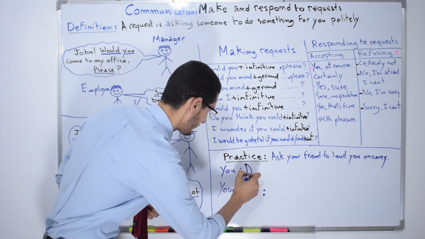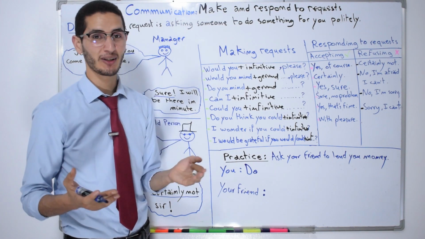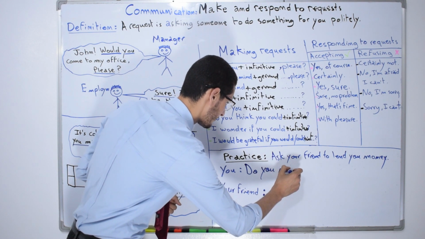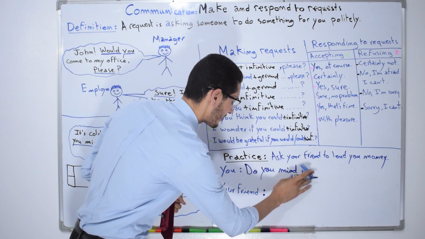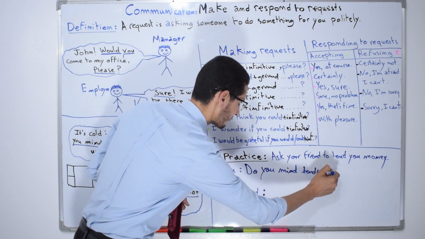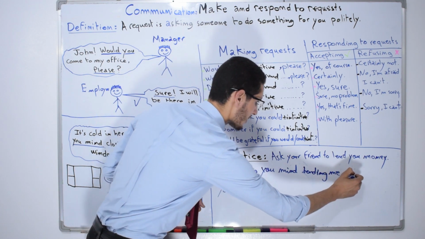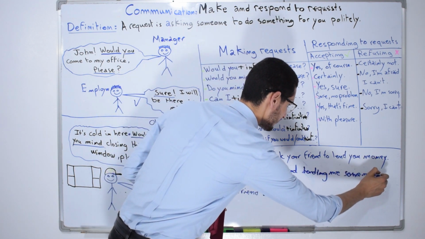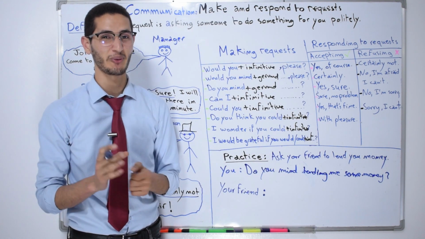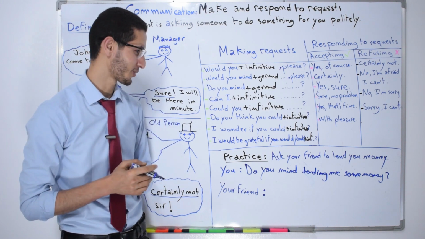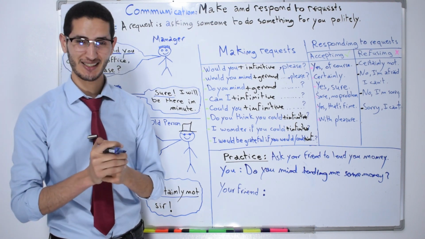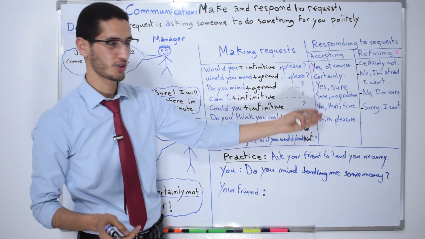Because it's money and you need to be very polite to get it, that's why you're going to use this one. Do you mind helping me, lending me some money? Please, of course. We don't have space, but you could say please. A please would be very good in this situation, or would be very useful. Do you mind lending me some money? Please. And your friend will, of course, accept.